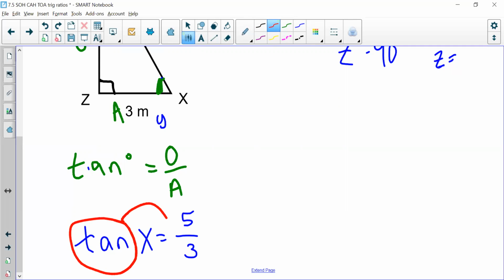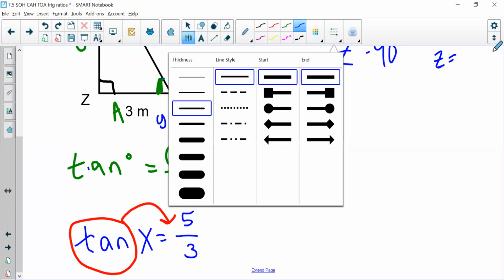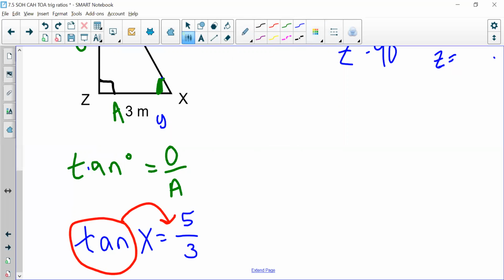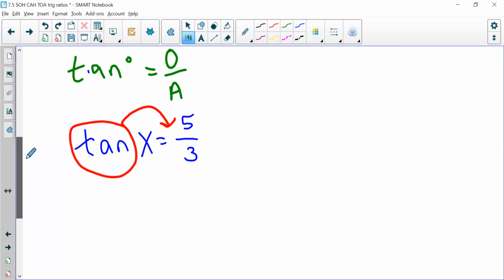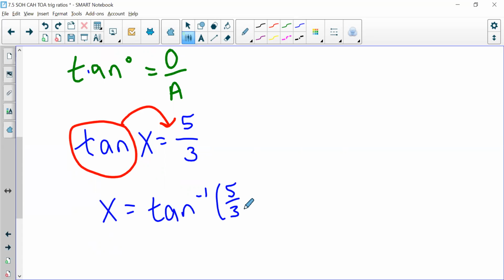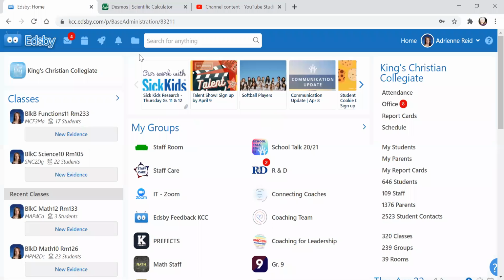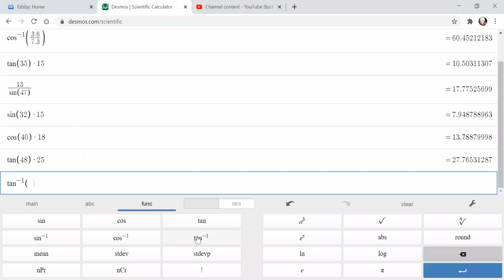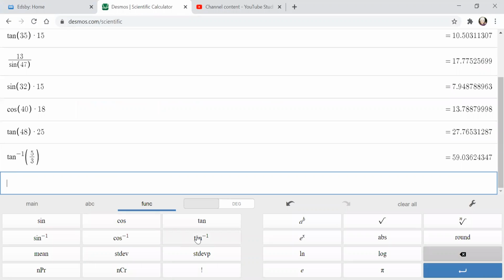You bring it over the equal sign. Thank you, Brianna. Then it becomes negative 1. Perfect. So on my calculator, you're going to do tan^-1 of 5 divided by 3. That will immediately give you angle X. Tan^-1, 5 over 3. So that gives me a 59-degree angle. 59 degrees.